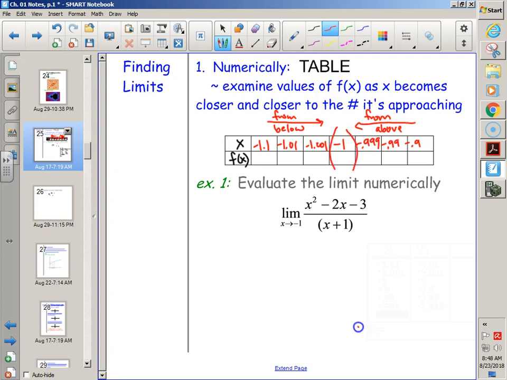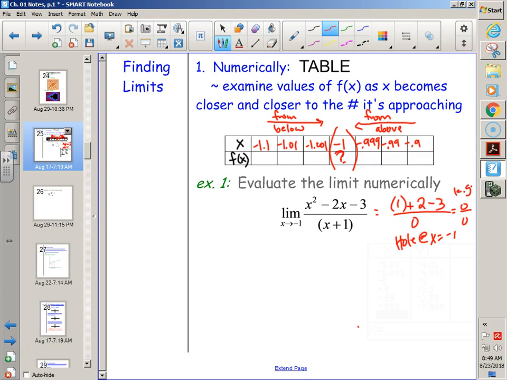Technically, when you're doing a limit, you're not actually looking for what's happening at -1. Now that we've done some work, we know what's happening at -1. If you plug in -1, you would end up with 1 plus 2 minus 3 all over 0, which is 0 over 0. AKA, there is a hole at x equals -1. So with a little bit of plugging in work, we can tell there's going to be a hole.